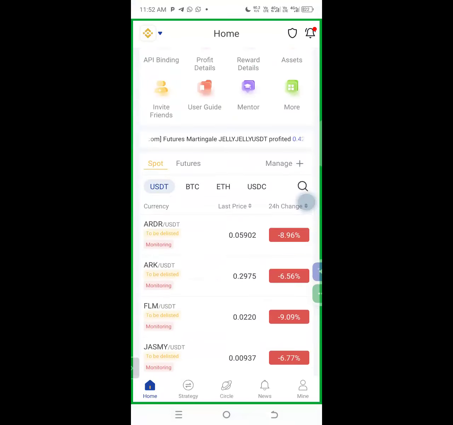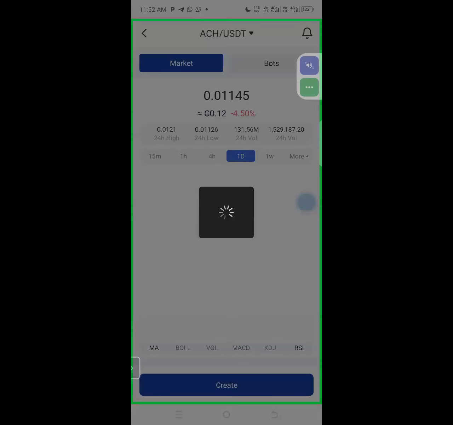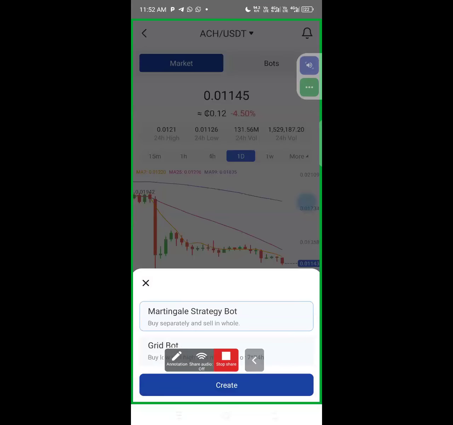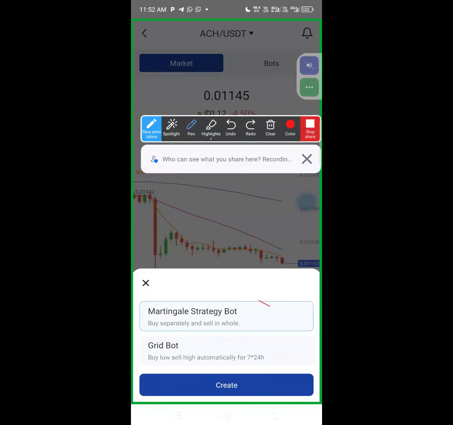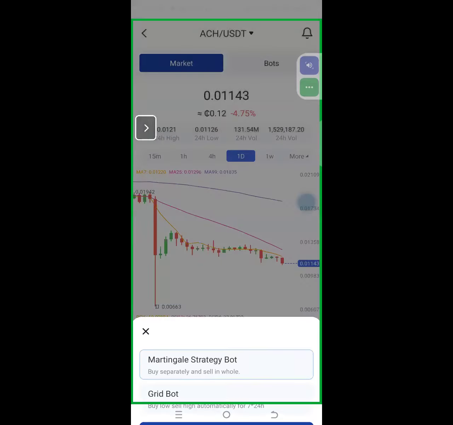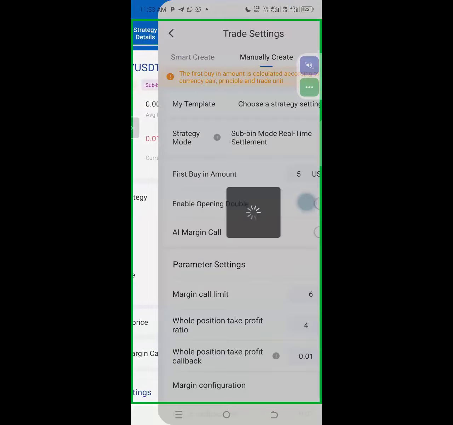All right. So on sports, if you want to trade on the sports market, first we get an asset, right? We tap on the name of the asset. Okay, click on create. So over here we have Martingale and then Grid. The strategy we are going to use is the Martingale strategy. So you click on Martingale, you click on create. Then you click on trade setting.